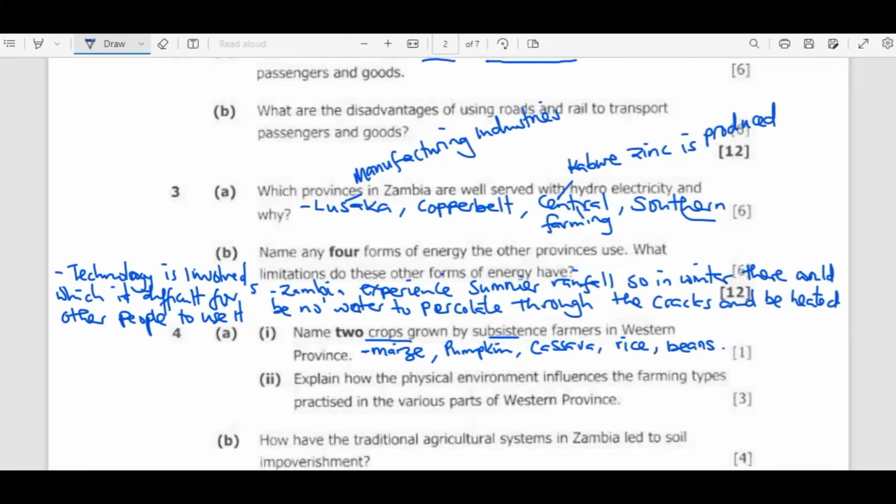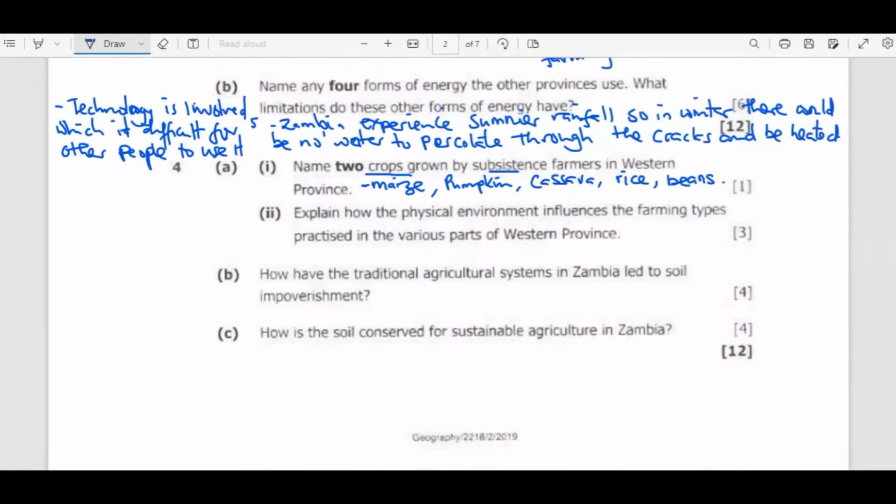Explain how the physical environment influences the farming types practiced in various parts of Western Province. So those are the physical factors that influence. So you can give an example of types of farming that are done in these areas. So the first one that we can give, Letaba is one of the examples that we can give there.